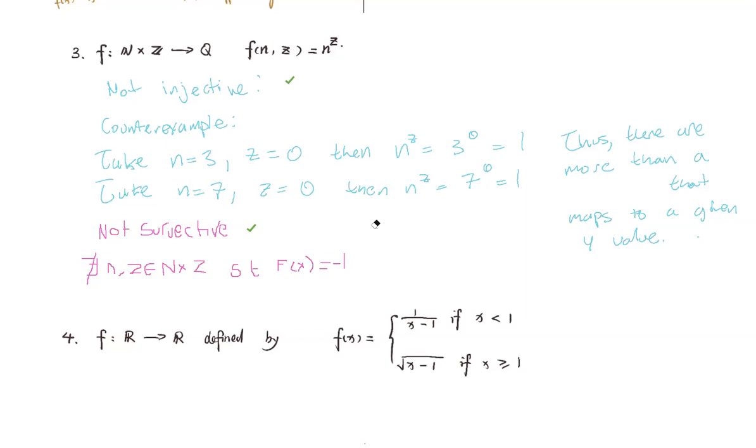There does not exist n, z in the integers such that f of x equals to -1. So why is that? f of x equals to -1. I'm not sure if you can get full mark just saying that it cannot be -1. You need to justify it a little bit more, I think. Why can you never map to -1? Okay, but this is not surjective.